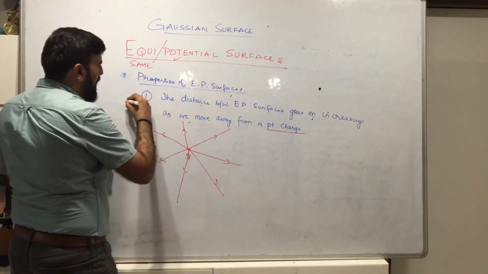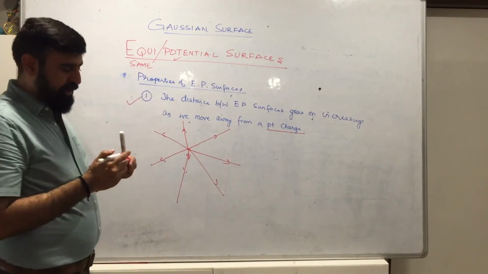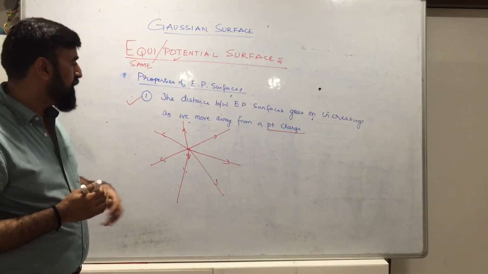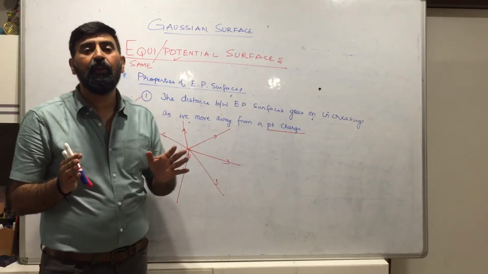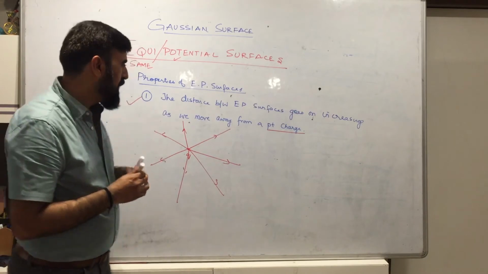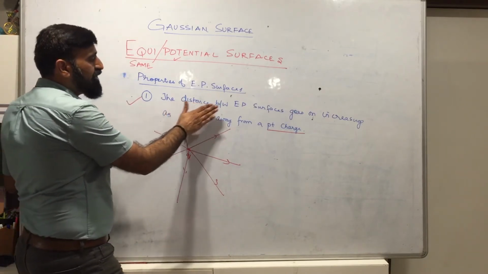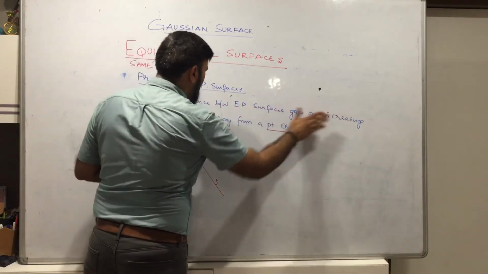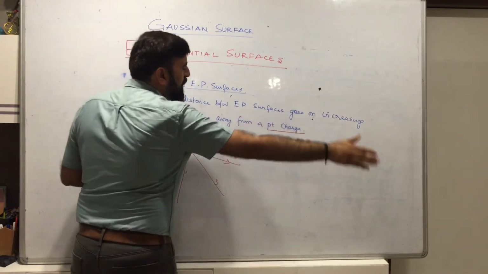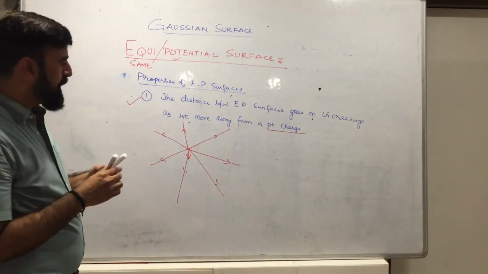So when I discuss this property, you get the answer to the question which I put forward: draw the first three equipotential surfaces due to a point charge. The property is that the distance between EP surfaces goes on increasing as we move away from a point charge. Now, how does this happen?